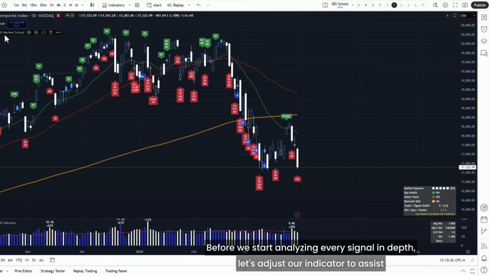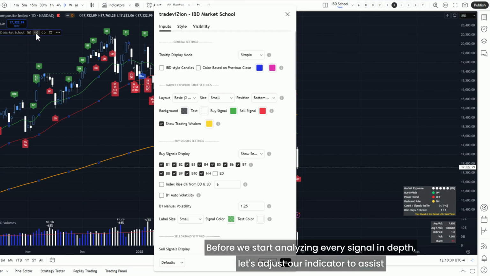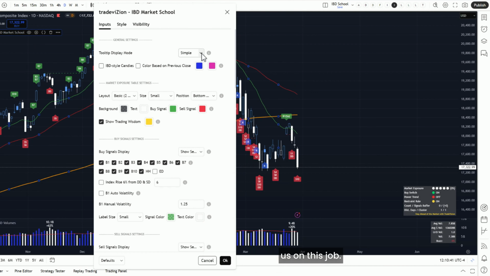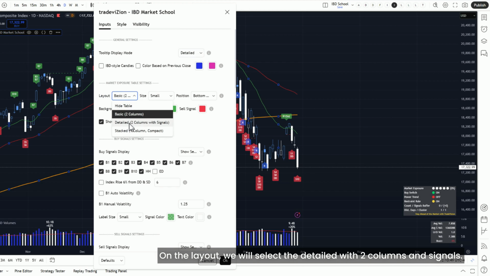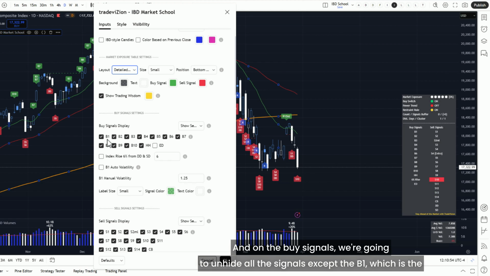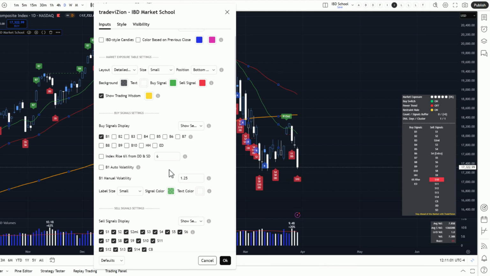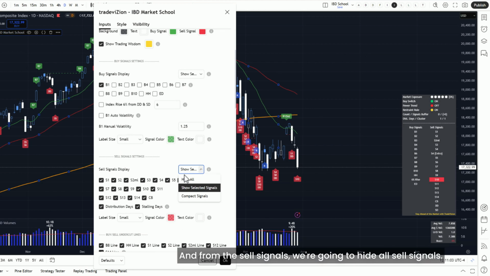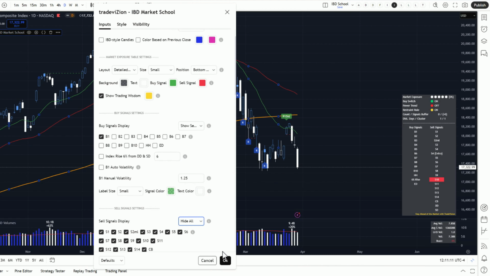Before we start analyzing every signal in depth, let's adjust our indicator to assist us on this job. On the tooltip display mode, change to detailed. On the layout, we will select the detail with 2 columns and signals. And on the buy signals, we're gonna unhide all the signals except the B1, which is the follow-through day. And from the sell signals, we're gonna hide all sell signals. We are not gonna use any of those now.